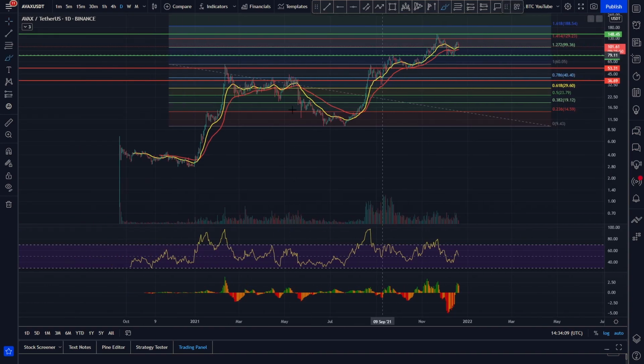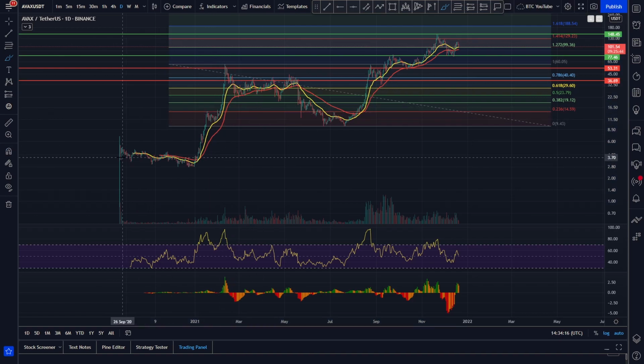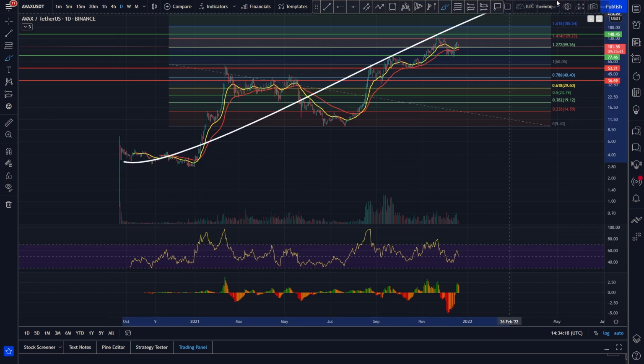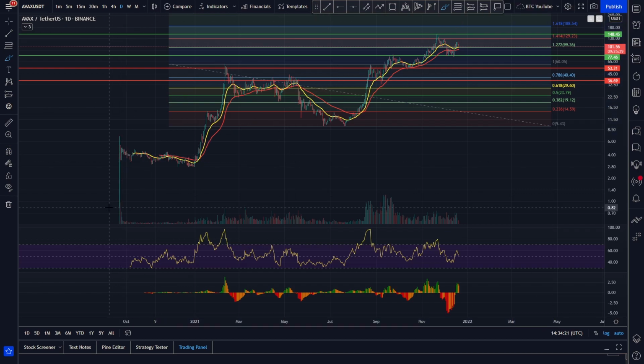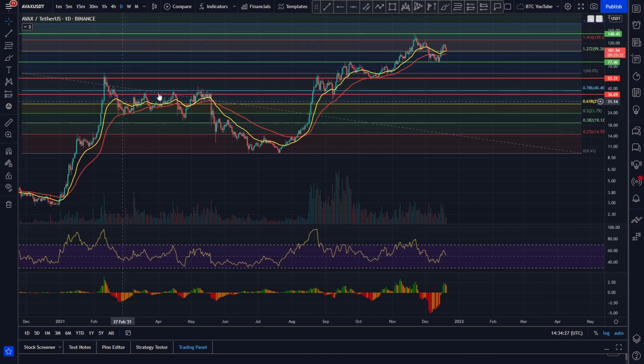So we're just taking a look at Avalanche here, and as we can see, it's still looking extremely good. This is our macro perspective. You can see just a clean higher high and higher low situation, basically up and to the right ever since Avalanche launched all the way back here. I mean, look at this, absolutely crazy price action. Avalanche is looking extremely good throughout the bull market.